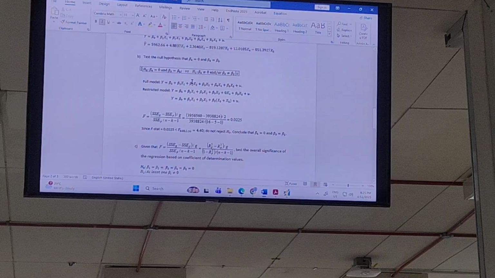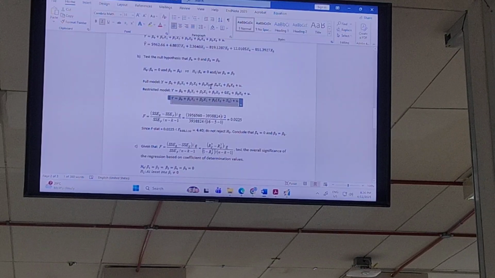So you can do the same by estimating the full model and the restricted model. What happens to the model if the null is true, beta 4 equal to 0, then you put this one 0, and beta 3 equal to beta 5, so that beta 5 you can replace with beta 3. Then you rearrange and get the new equation, so this is your restricted model. If you have to calculate manually, you have to estimate the full model, get SSE, and then the restricted model SSE, and then you can calculate.